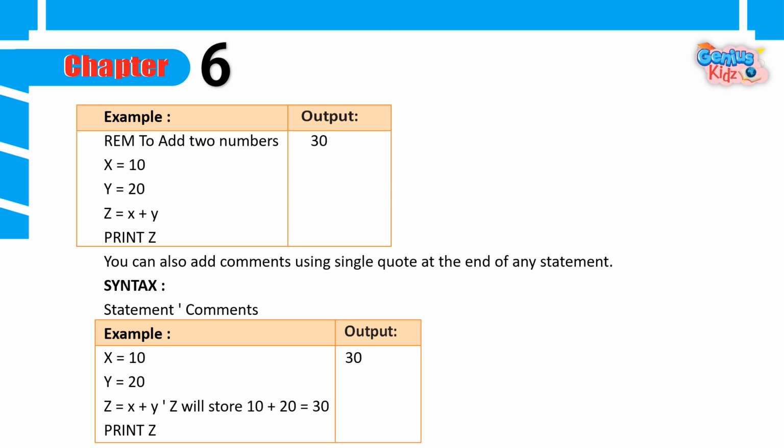Example: rem to add two numbers. X is equal to 10, Y is equal to 20, Z is equal to X plus Y, print Z. Output: 30. You can also add comments using a single quote at the end of any statement. Syntax: statement 'comments. Example: X is equal to 10, Y is equal to 20, Z is equal to X plus Y, Z will store 10 plus 20 equals 30. Print Z. Output: 30.